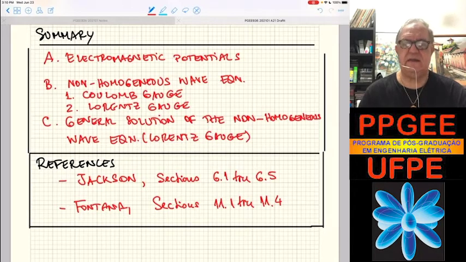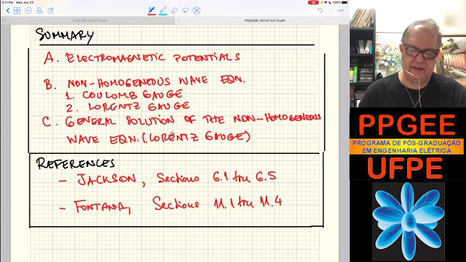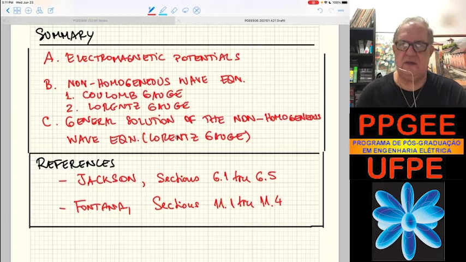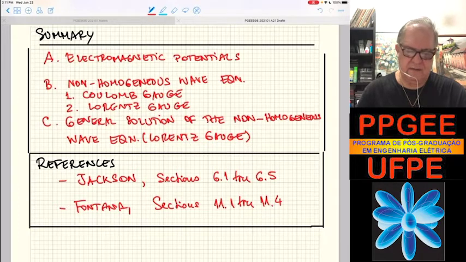We're going to obtain also the solution in the Coulomb gauge, but we're going to do more specifically, in fact, we are going to talk about the Green's function for the non-homogeneous wave equation in the Lorentz gauge. Then we are going to derive the general solution when we have an unbound region.